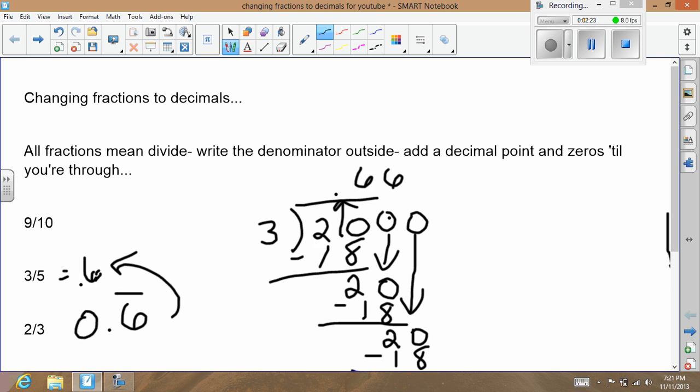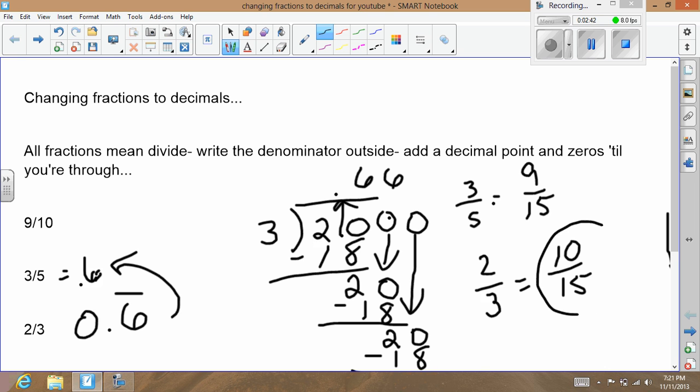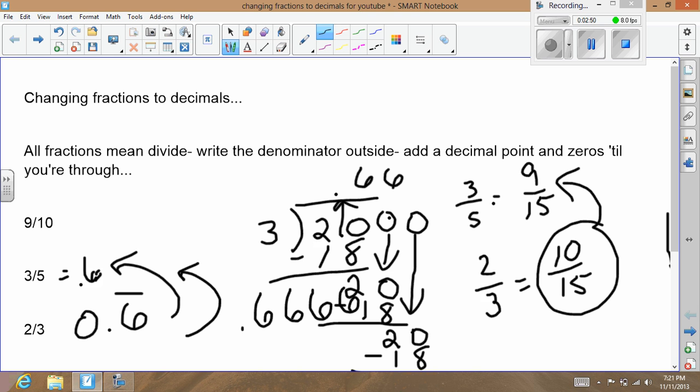And I know that this is true because if I do 3 over 5 and have a common denominator, I'm going to go 15 here, and 5 times 3, so that would be 9, and then 2 over 3, and that would give me 10. I can see that 10/15 is greater than 9/15, just as I can see that 0.6666, etc., is greater than 0.6000.